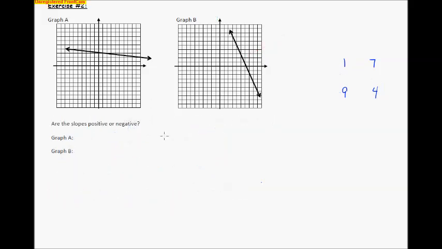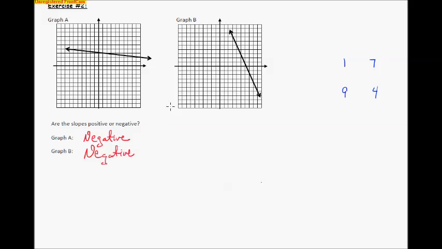The last part is simply the same as before. Are the slopes positive or negative? You can go back to the previous numbers and say, oh, look, they were both negatives. Or you can just simply look at the graphs and say, look, they went down to the right, so they are both negative. So graph A is negative, and graph B is also negative.